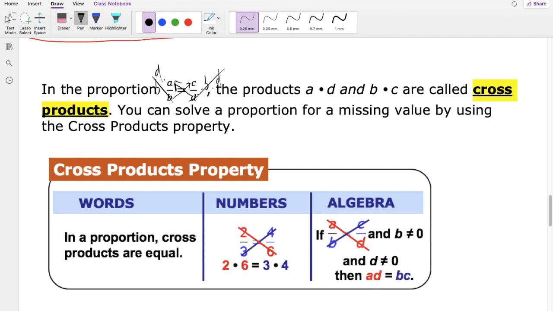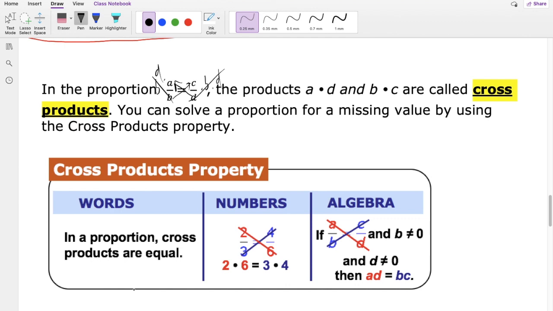It's just a quicker way of simplifying if and only if you are looking at proportions. So you have two fractions that are equal to one another, and that is it. That is the only time you can use these cross products. So again, you can see that this is just basically what I was saying, just in terms of words, numbers, and algebra.